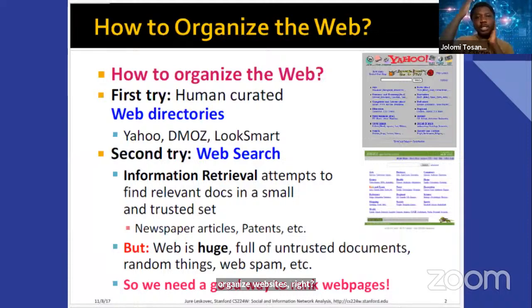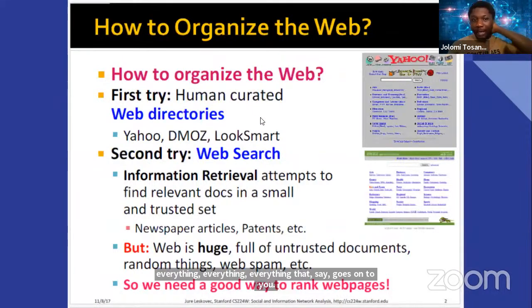Then researchers at Stanford started researching on how to organize websites, right? Previously, Yahoo just did a humanly curated website directory. If you search, they just have this big directory of websites. You just have to look at the websites yourself, and everything that matches that search just comes to you. But that is a bad idea.